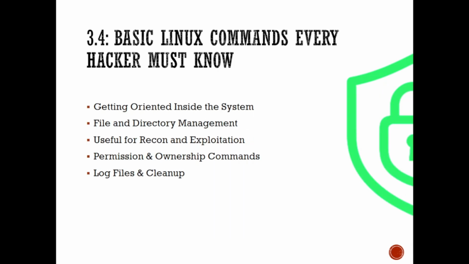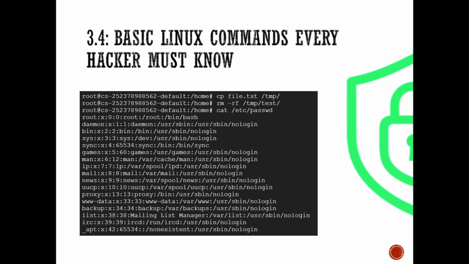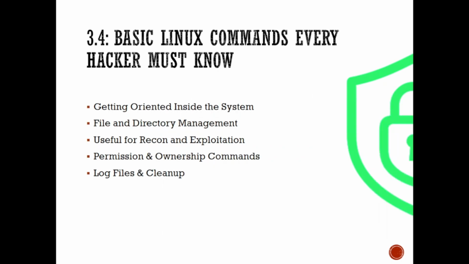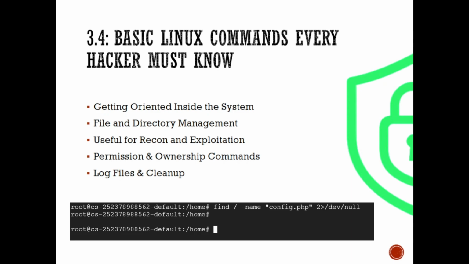Section 2. File and directory management. cat, less, more. View file contents. cp, mv, rm. Copy, move, remove files. mkdir, rmdir. Make, remove directories. touch. Create new empty files. Bash: cat /etc/passwd, cp file.txt /tmp, rm -rf /tmp/test. find, locate. Find files. Bash: find / -name config.php 2>/dev/null.